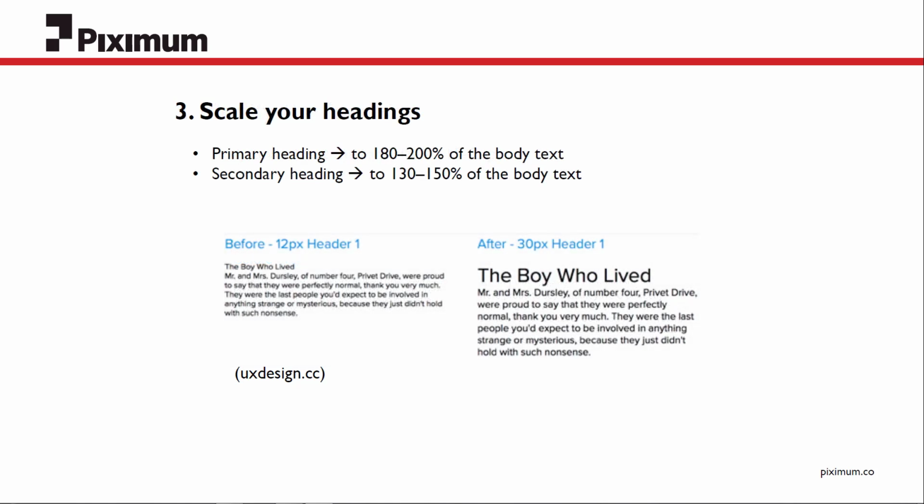Scale your headings. Headings serve as signposts for readers so that they can quickly digest the overall structure of your articles. Limit yourself to 2 levels of headings. Change the primary heading to 180 to 200% of the body text. If you have a secondary heading, modify it to 130 to 150% of the body text.